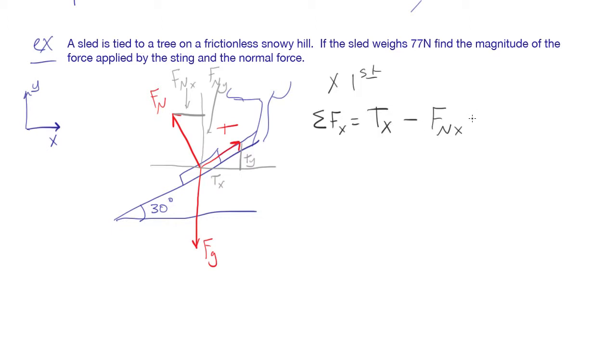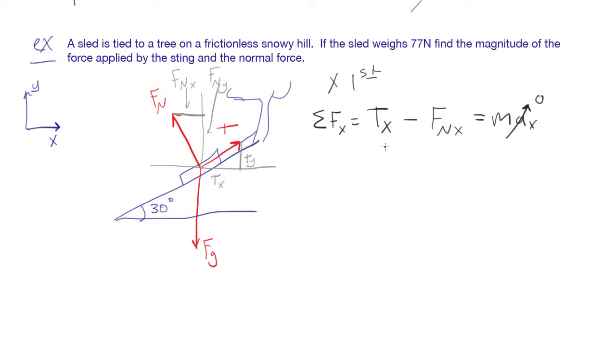The sled is tied to the tree. It's not going anywhere, so there is no acceleration. So this is equal to mass times acceleration in the x direction, which is 0. I'm left with T sub x minus Fn sub x equals 0. So in the x direction, the x component of the tension is balancing the x component of the normal force. They're in balance.